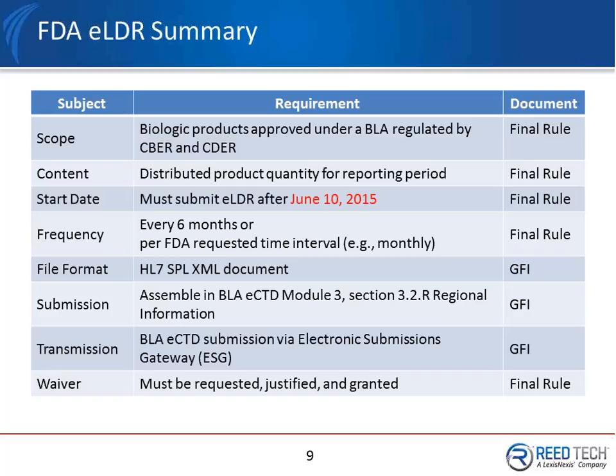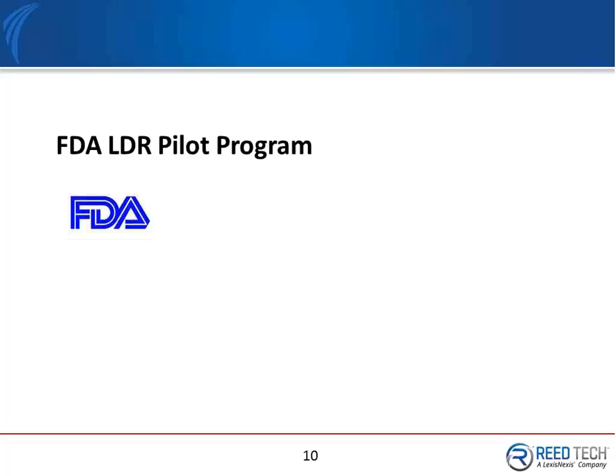Lastly, the final rule does have provisions for a waiver, as I believe all of these final rules do. And the FDA gives instructions for submitting a waiver where you would have to justify why your organization cannot meet this requirement within the timelines that the FDA provided. So if you feel like you apply to that type of scenario, please see the final rule for instructions in submitting that waiver.